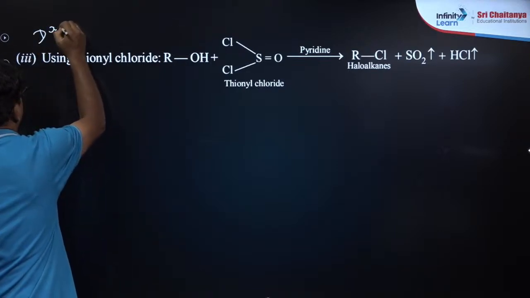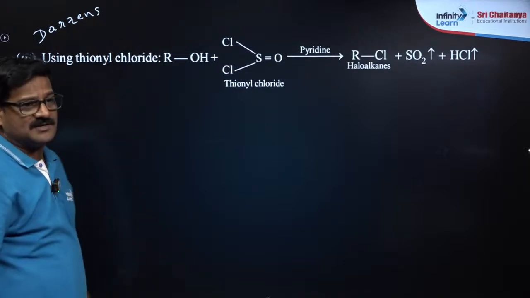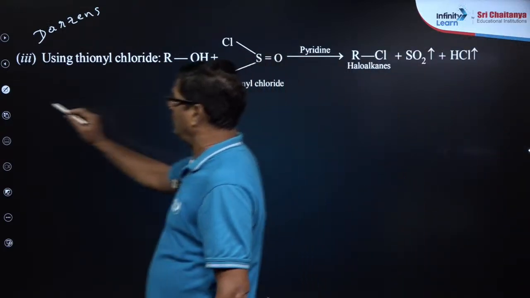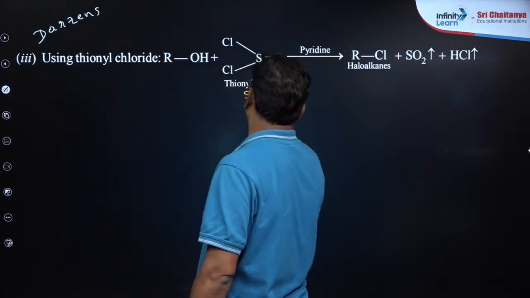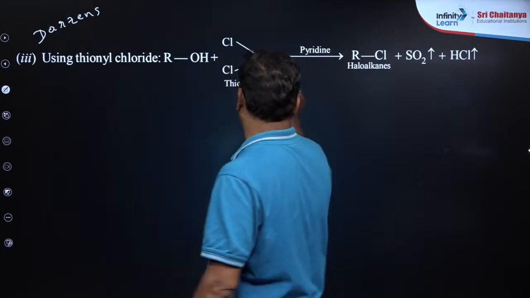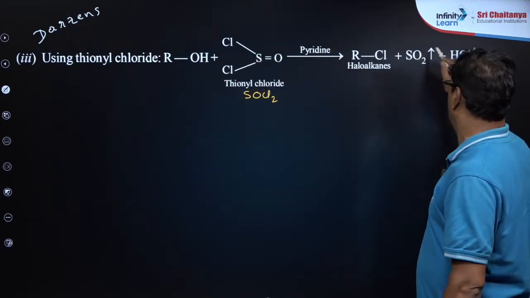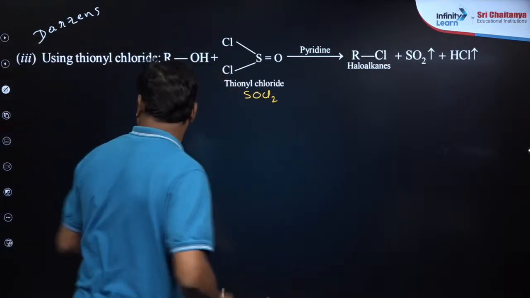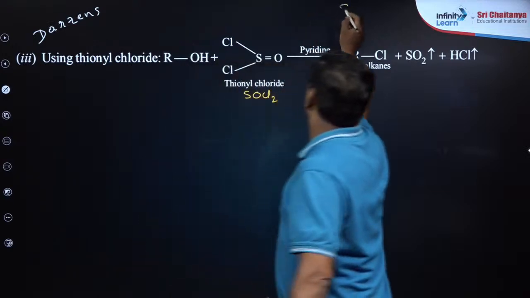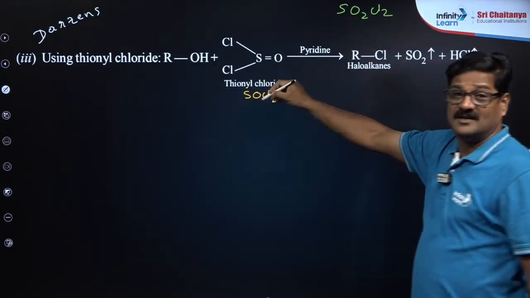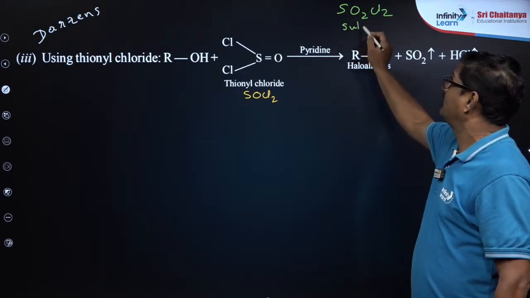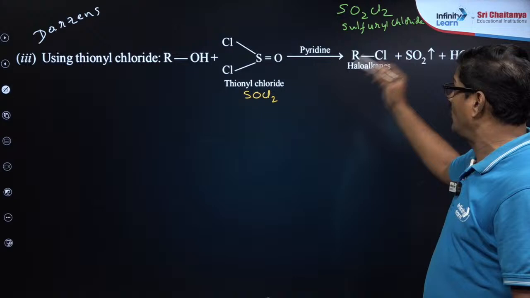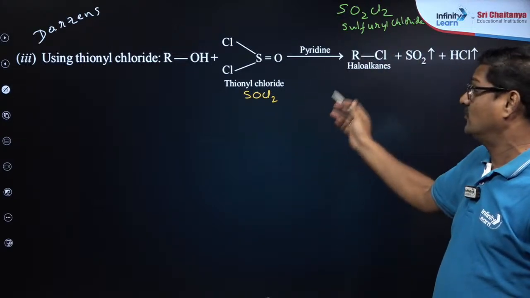Let's talk about using thionyl chloride. This is what you call Darzens reaction. The name Darzens reaction is important. SOCl2 is called thionyl chloride. When alcohol is treated with SOCl2, you get haloalkane, SO2 and HCl. Another compound is SO2Cl2, which looks similar, and is called sulfuryl chloride. Sulfuryl chloride and thionyl chloride have similar-looking formulas but are different. We are using SOCl2.